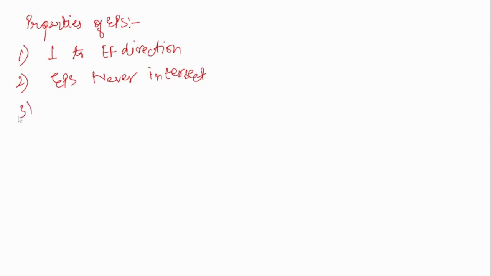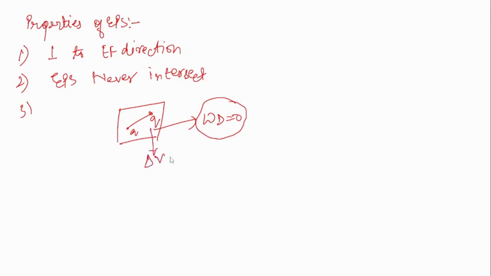The third thing you can say is that if, let's say, this is an equipotential surface, and a charge q is moved from here to here, then there will not be any work done. Work done will be zero. Why? Because delta V is zero. Because potential is constant, so delta V will be zero, and so work done will also be zero. Means there will not be any work done if we move a point charge from one point to another on an equipotential surface.